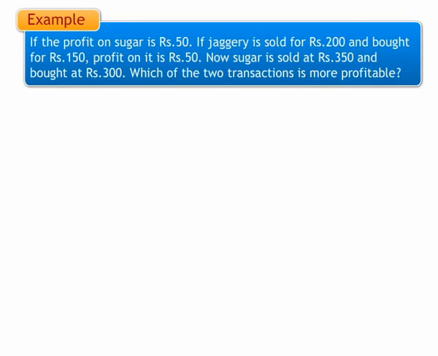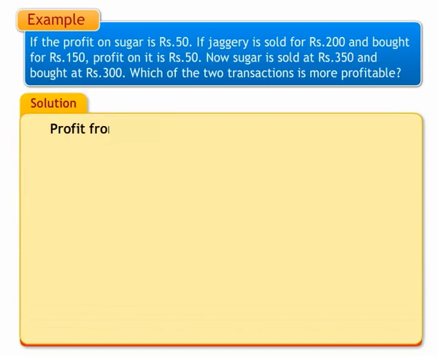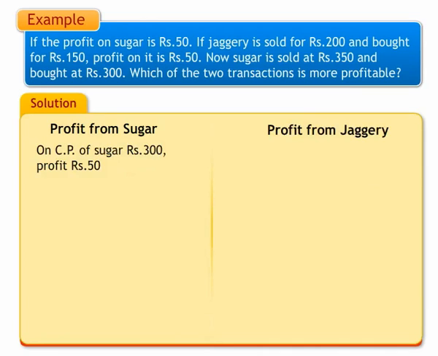Now sugar is sold at rupees 350 and bought at rupees 300. Which of the two transactions is more profitable? Solution. Let us calculate profit from sugar and profit from jaggery. On cost price of sugar as rupees 300, profit is rupees 50. On cost price of jaggery as rupees 150, profit is rupees 50.